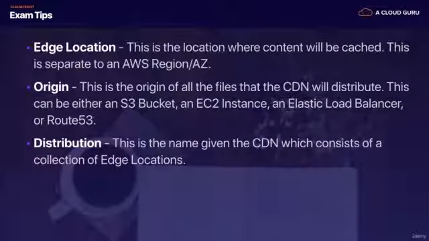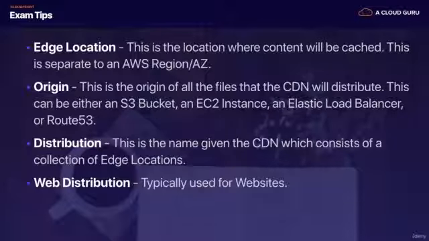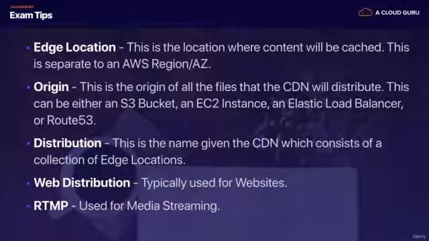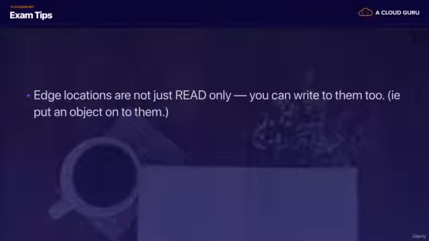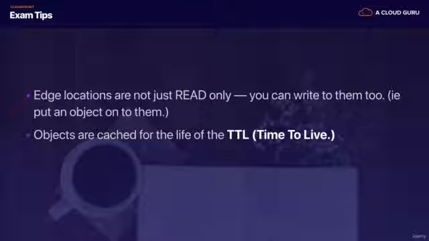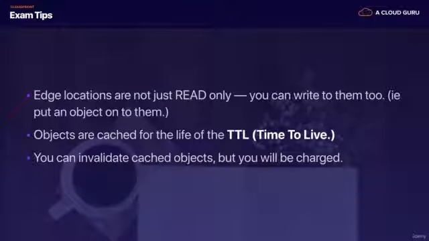Then we have our distributions. So this is just the name given to the CDN, which is a collection of edge locations. And our distributions can either be a web distribution, which is the one that we just set up, or an RTMP distribution, which is used for Adobe Flash media streaming. And then moving on, edge locations are not just read-only. So we saw that when we were looking at transfer acceleration, you can write to them too. So you can put an object on them. And objects are cached for the life of the TTL. So they're cached for the life of the time to live. And that's always in seconds. And like we just saw, you can invalidate cached objects, but you are going to be charged.